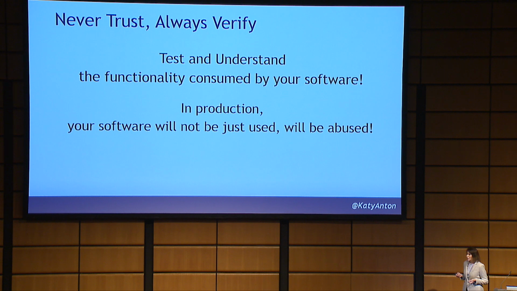Let's consider the case of an e-commerce application that has a price. Usually, everybody enters the price, and the price should be positive. So you would expect to have a positive price. But what happens if somebody enters a negative price? How is your software going to behave in that case? What happens if somebody enters various characters into the price data?